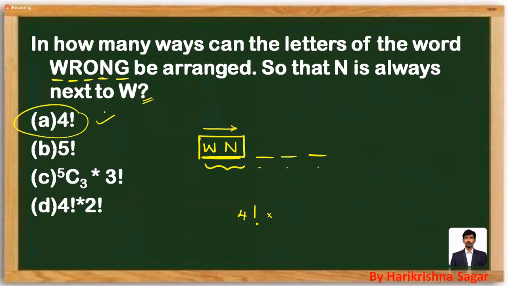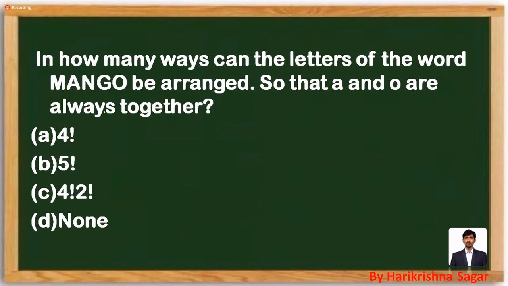Okay, then next question, which is available on the screen. In how many ways can the letters of the word MANGO be arranged so that A and O are always together? A and O are together means you can treat this as one unit.